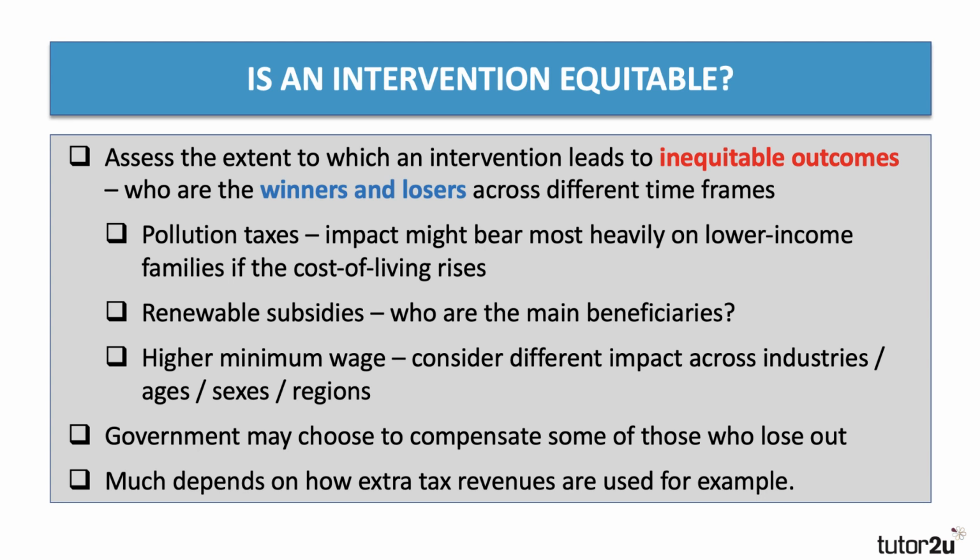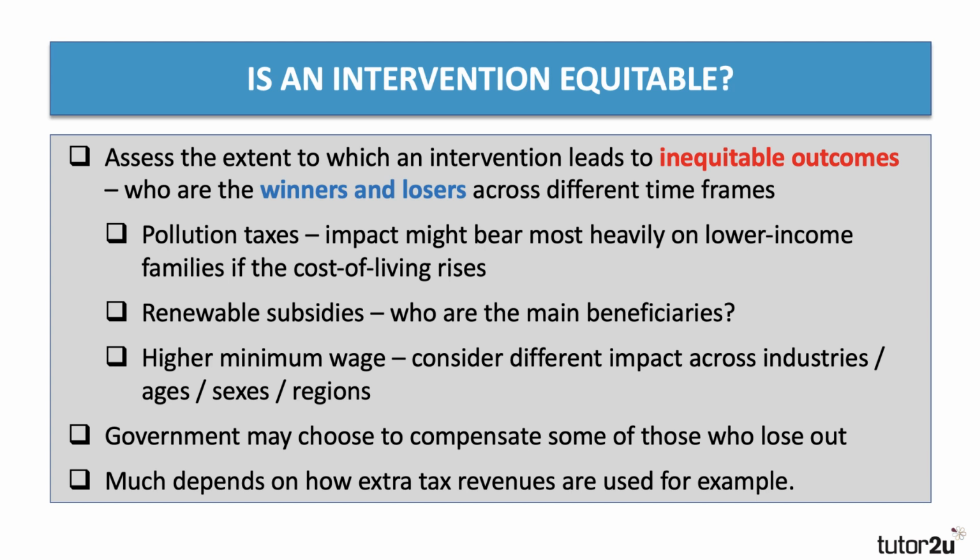So if you put a tax on high-fat foods, for example, if you put a tax on sugar or salt or plastic packaging, ultimately, the people who might bear the cost of that will be the final consumers. And often, the people who bear the heaviest burden are the lower income families, especially if the cost of living goes up. So pollution taxes might be regressive.